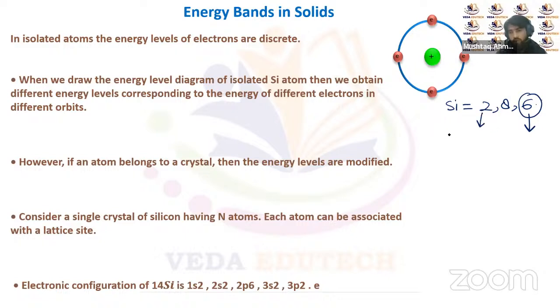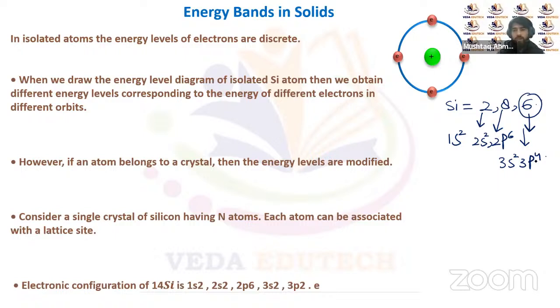These 2 electrons will go into the 1s2 orbital, these 8 electrons will go into the 2s2 orbital and 2p6, that's 6 electrons in the 2p orbital of n equal to 2 quantum number. Similarly, we have 6 electrons that will go into 3s2 and 3p4. So this will be the electronic configuration for the isolated silicon atom.